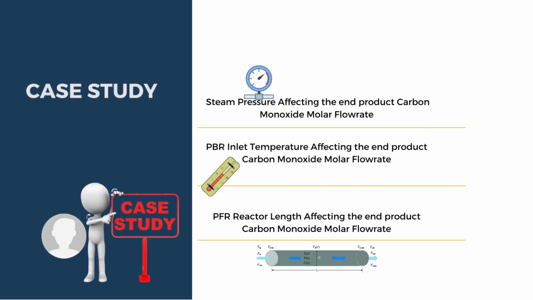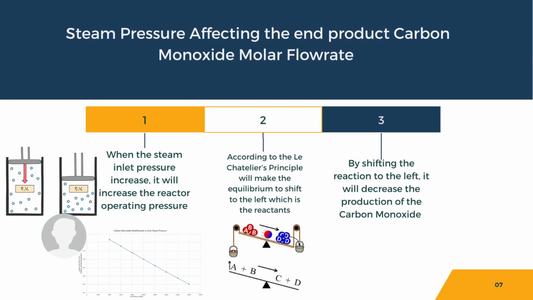Next, we move on to the case study. There are three case studies that we would like to study about our plant using the Symmetry software. The first is to study the effect of steam pressure on the final carbon monoxide flow rate. When the pressure increases, it will shift the equilibrium to the left, which is toward the reactants, and decrease the carbon monoxide production as the final product.